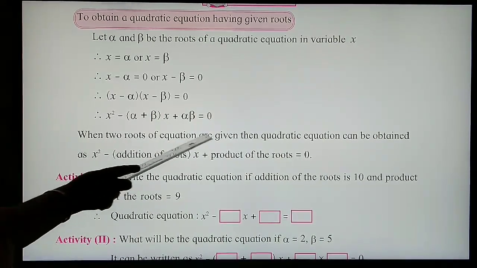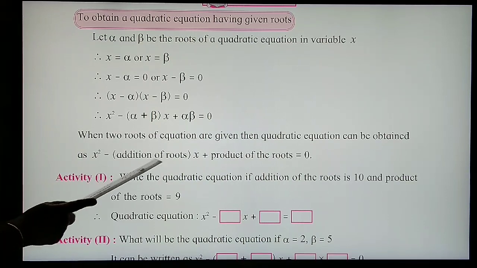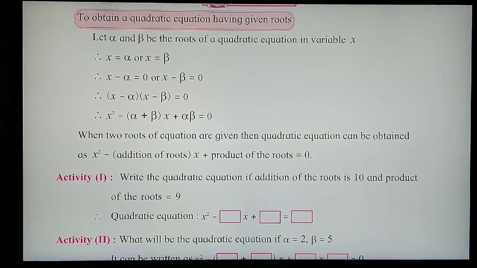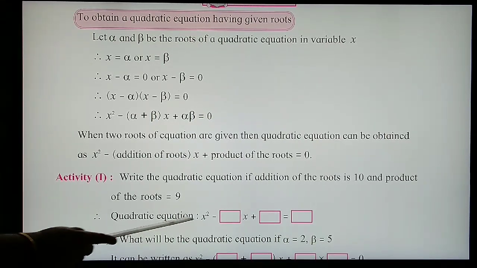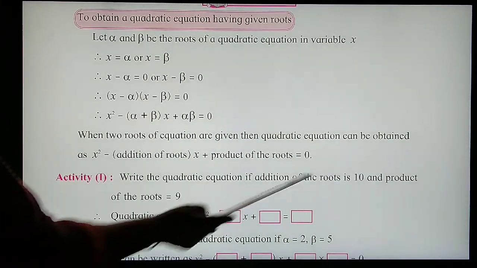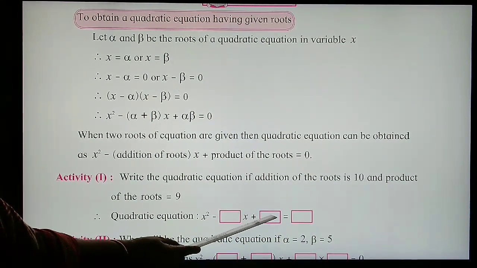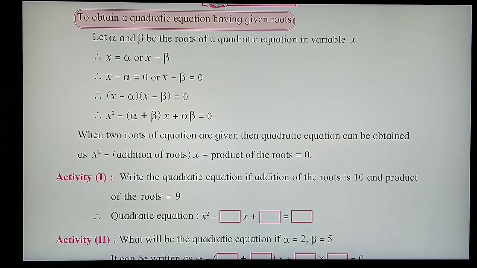When the two roots of the equation are given, the quadratic equation can be obtained as x square minus the addition of these roots times x plus the product of these roots. So first we see the activity. Write the quadratic equation if the addition of roots is 10 and the product of the roots is 9. So x square minus the addition, which is 10x, and the product alpha into beta, write here 9. So x square minus 10x plus 9 equal to 0.